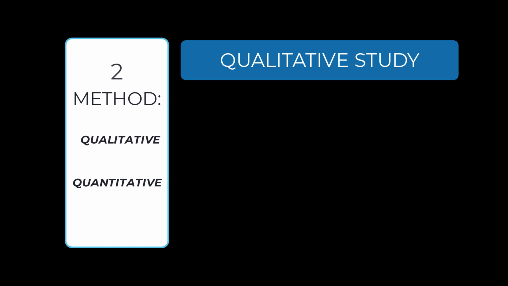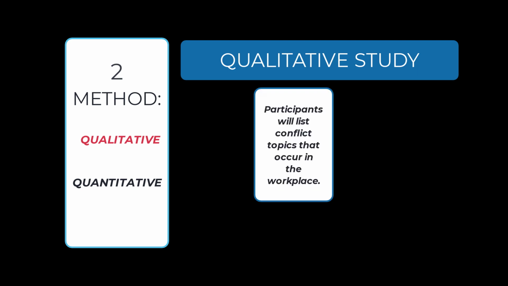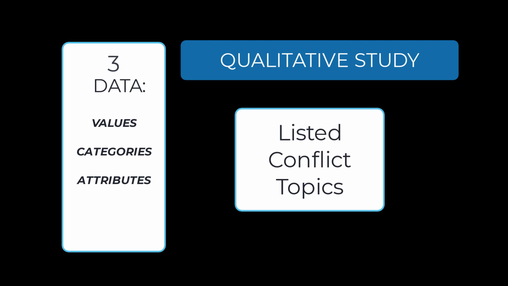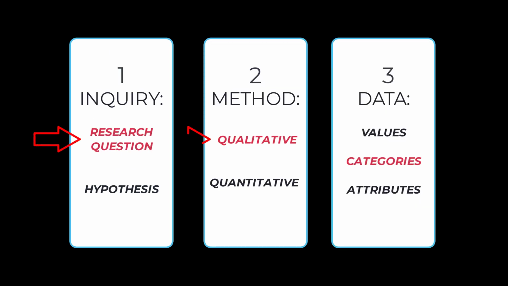If you elect to use qualitative data collection, then you will have data that is comprised of words, such as named topics of conflict. This is suitable given the question that you started with. Finally, this qualitative method would result in named categories of conflict. So overall, you see the researcher's decisions shape the outcome of the data.